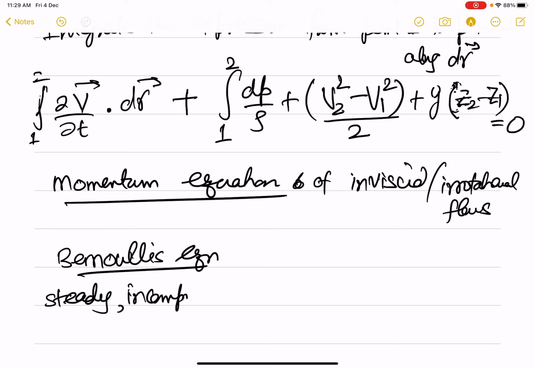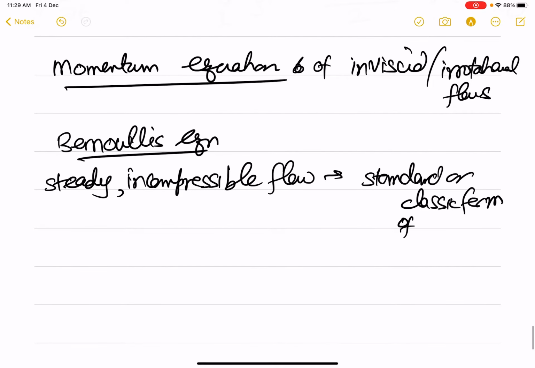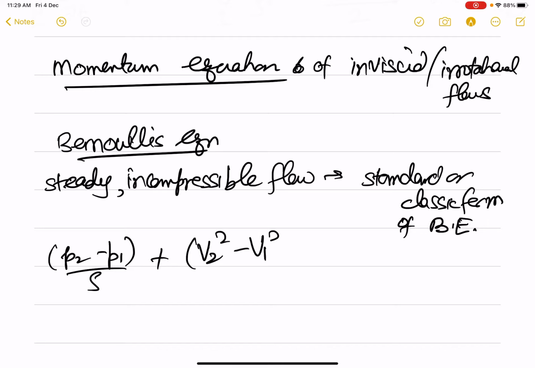And what we have is, for steady incompressible flow, we get the standard or classic form of Bernoulli's equation. And now notice this is coming as a differential equation, that (P2 minus P1) by rho plus (V2 square minus V1 square) by 2 plus g times (Z2 minus Z1) is equal to 0.